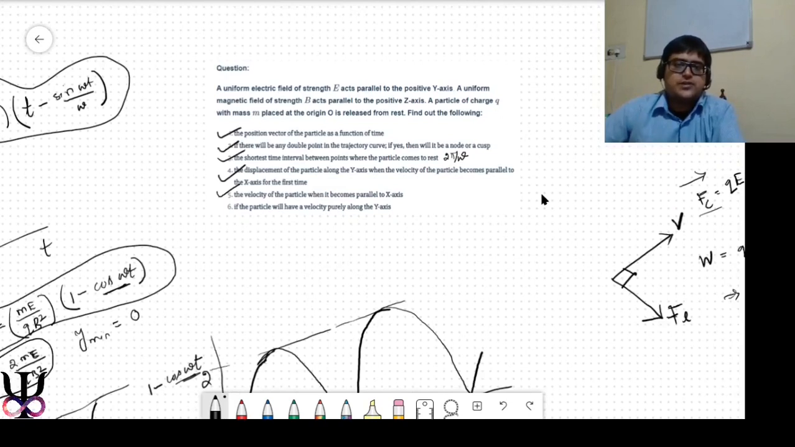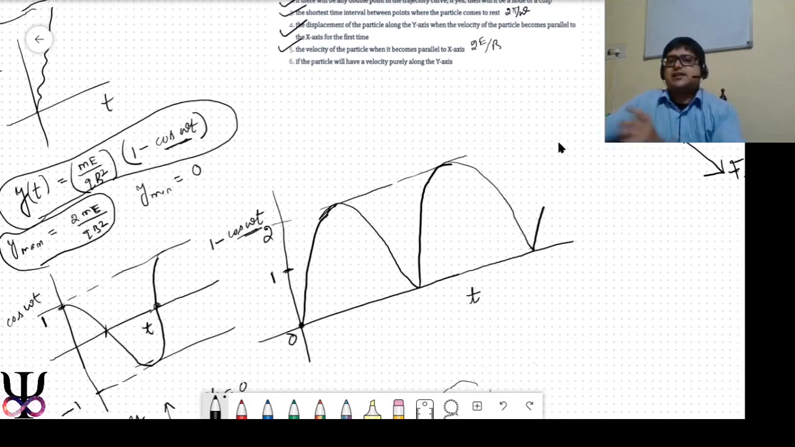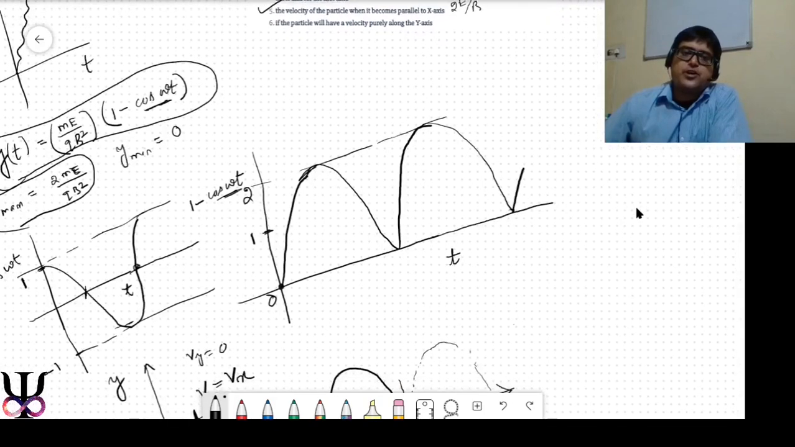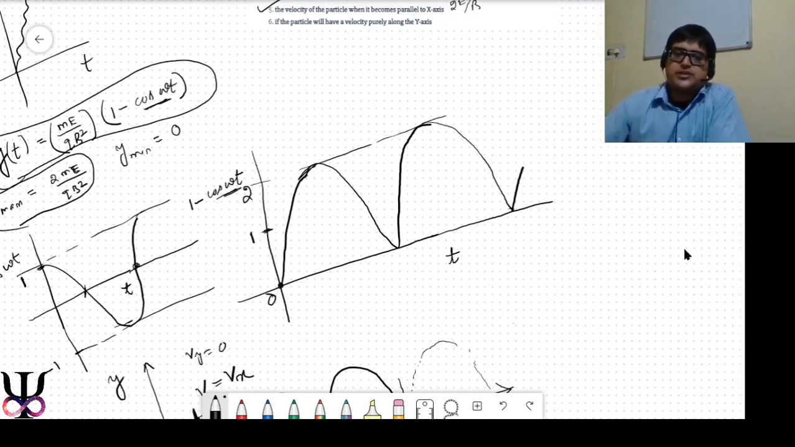So that has been answered. So 2e by b. And part 6, if the particle will have a velocity purely along the x-axis. It is asking if there is going to be a velocity purely along the y-axis. Now if the particle's velocity is purely along the y-axis, that means the x component of the velocity has to be 0. That means Vx has to be 0.